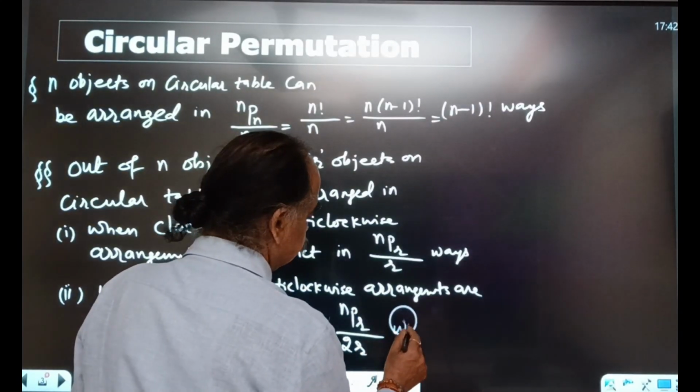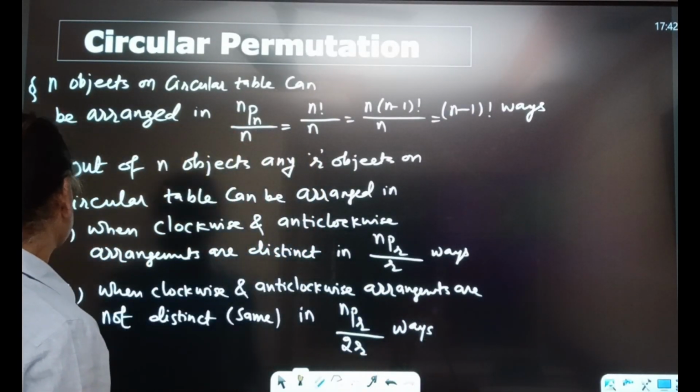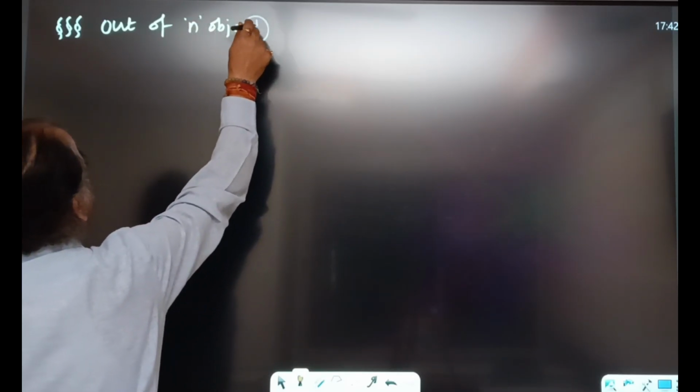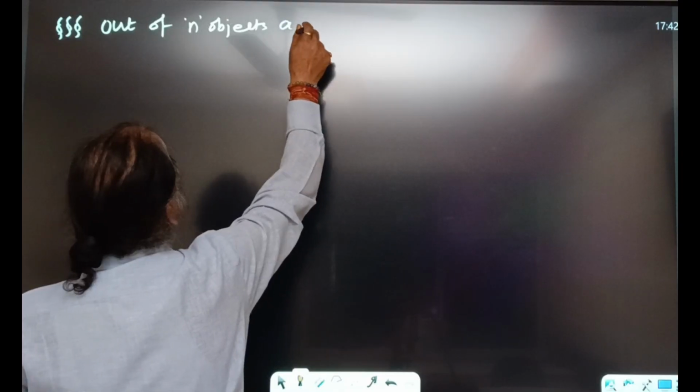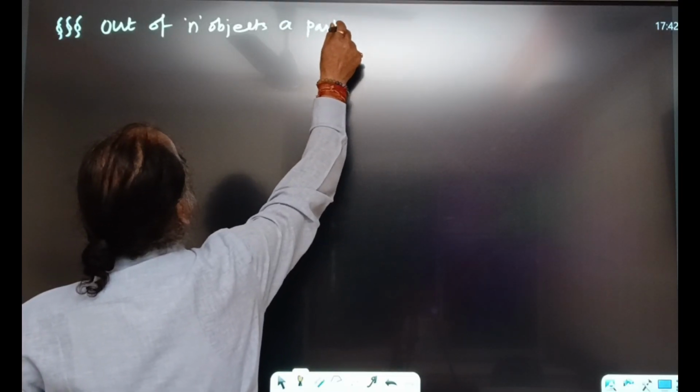So let us start problems based on this. In how many different ways can 8 friends sit around a table? 8 friends on a circular table can be arranged in 8 minus 1 factorial, 7 factorial is equal to 5040 ways.